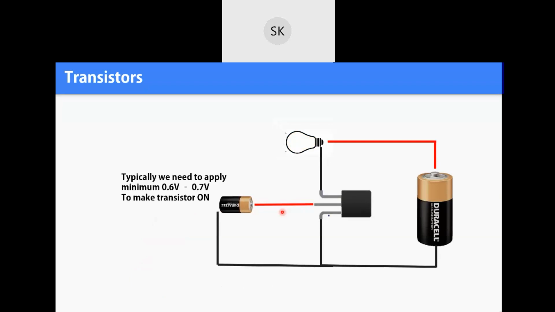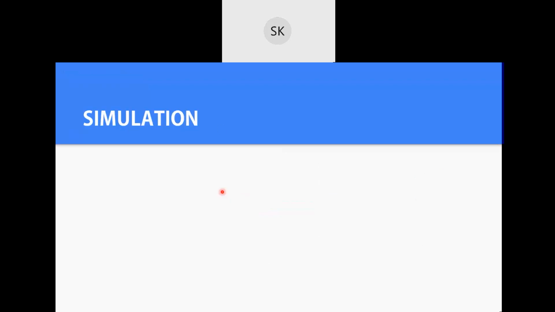So how much base voltage is required to turn on that transistor? Typically, we need to apply about 0.6 to 0.8 volts to make the transistor turn on. Okay. These are just the theoretical parts, but we are going to see and perform this same procedure and the same circuit in Proteus software. So it's the part of the simulation.